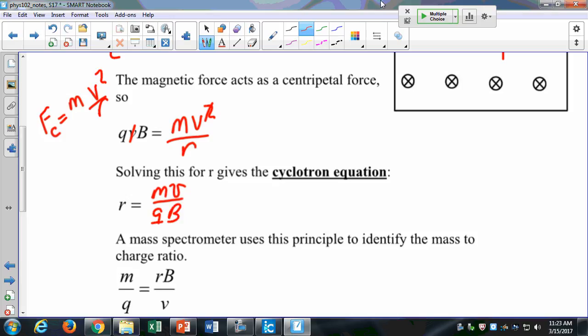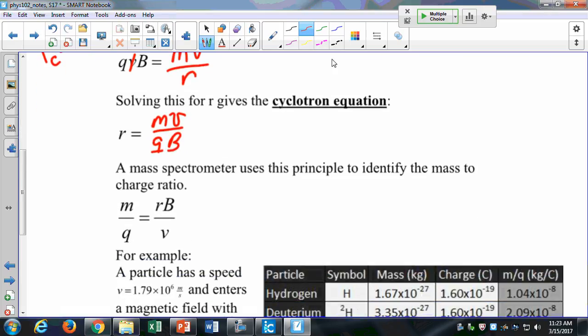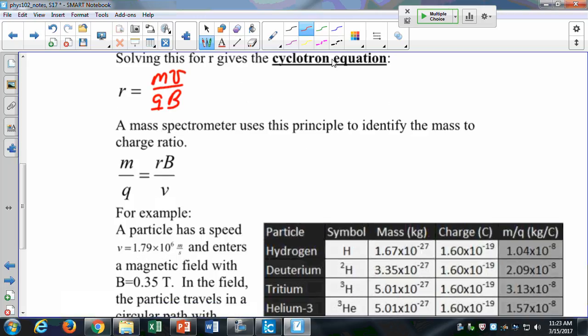So in a mass spectrometer, all you're doing is measuring the radius and then using that to identify the mass to charge ratio. Because you set what the magnetic field is, and you also set what the speed is. And if you measure the radius that path of particles follows, then you can measure the mass to charge ratio.